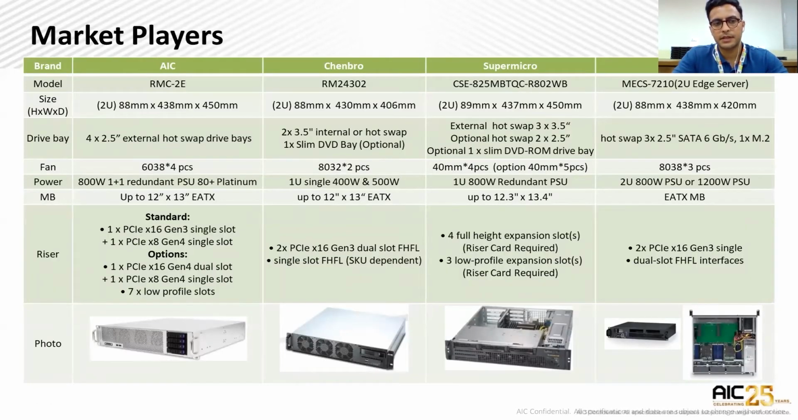Compared to the other market players, RMC2E has more options of expansion slots and has 4 60 by 38 fans, which provides a good cooling infrastructures for edge and AI related applications. RMC2E is verified and can support system level with a double slot GPU card installed and motherboard with dual CPU, CPU TDP up to 165 watts.